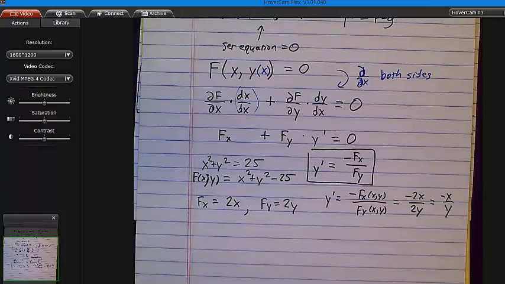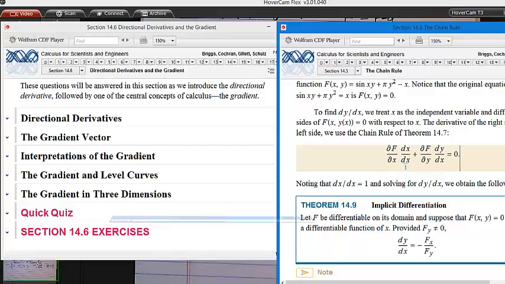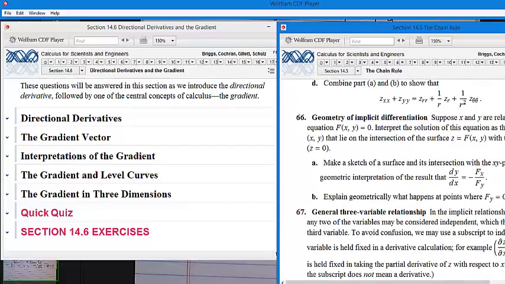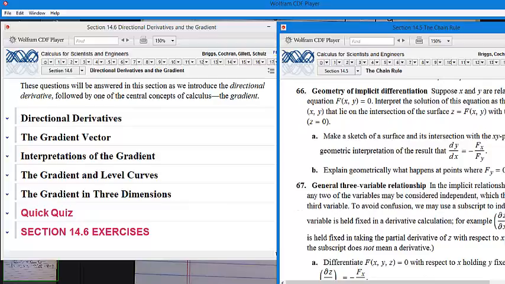Okay. And before we leave this example, I want to go again to your book. Problem 66, I think, is worth us talking about in class. The geometry. Suppose x and y are related by this equation f of x, y equals 0. Well, they are. That's what we have. Interpret the solution of this equation as the set of points that lie on the intersection of the surface with the xy plane, z equals 0. I want to draw a picture, because that's what part A says to do. Make a sketch of a surface and its intersection with the xy plane.